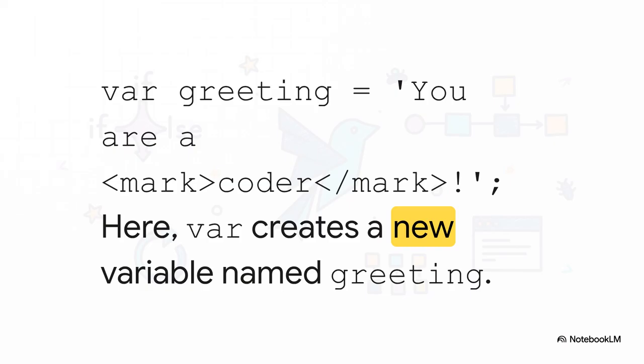Inside your main function, type this new line. The word var tells Dart we're creating a new variable. Greeting is the name we're giving our box. The equal sign basically means put this value inside. And what's the value? Our sentence, you are a coder, followed by that trusty semicolon. And just like that, we've stored that sentence in a box called greeting.